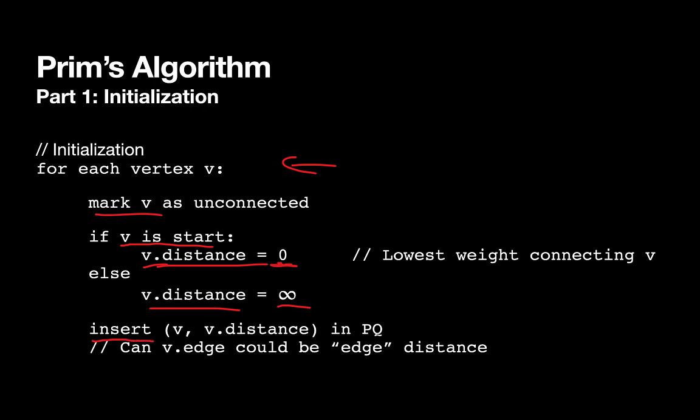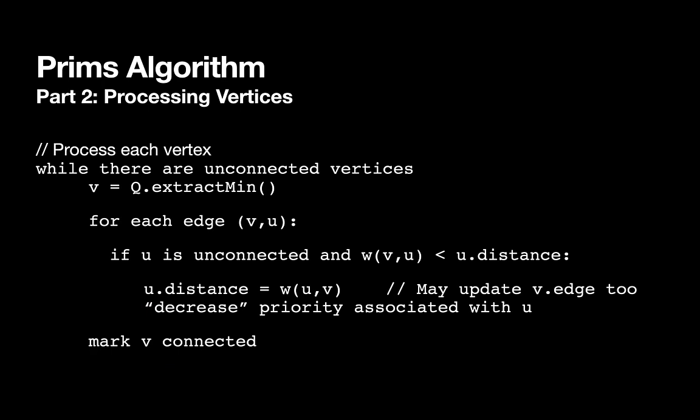Okay, so we will insert all of our vertices into a priority queue. At this point, we could also keep track of edges by somehow having an edge associated with a vertex. So basically, the edge would be the incoming edge in our spanning tree. Okay, so this is the initialization step. Next, we go through and we process vertices. So we're going to continue going while there's still vertices that are not connected. We'll continually extract vertices from our priority queue, so we'll get them in order of the lowest cost.